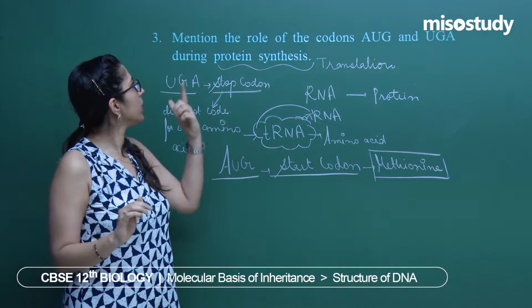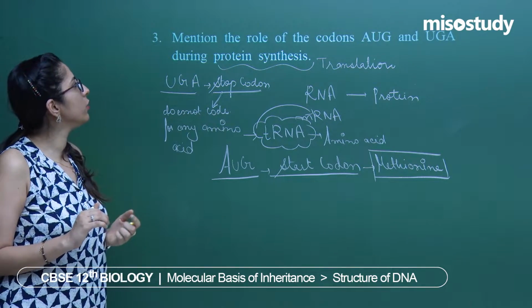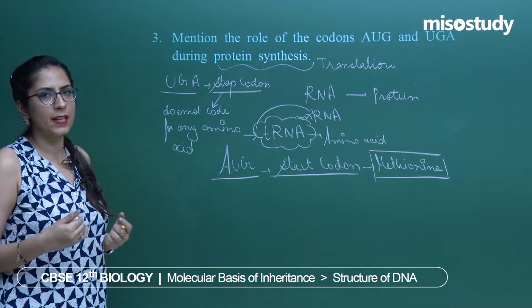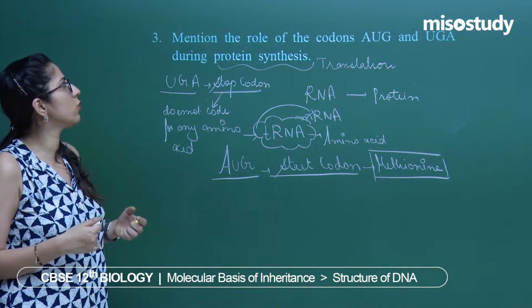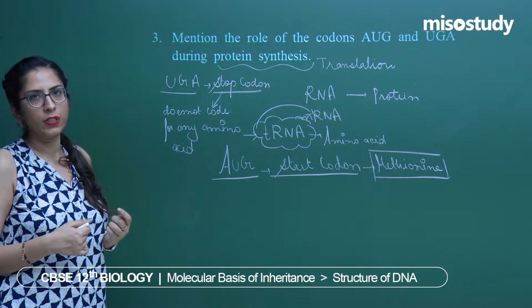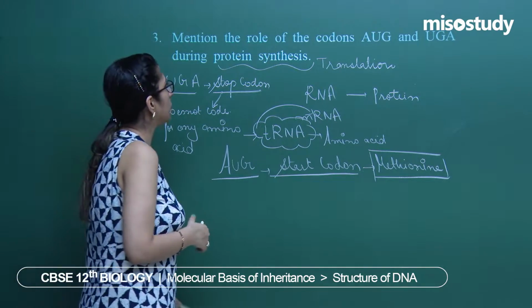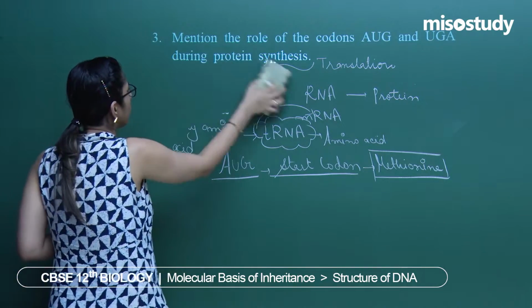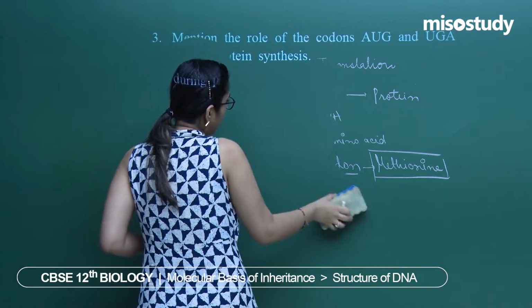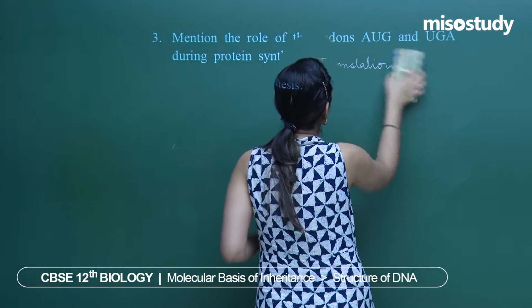So AUG is a start codon, whereas UGA, UAG, UAA are stop codons. So this is the role of these two types of codons. Normally there are 3 different codons which act as stop codons, and we have discussed in detail in the sessions.